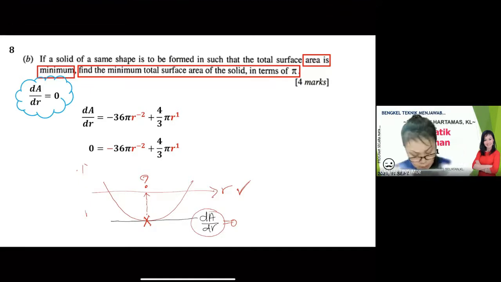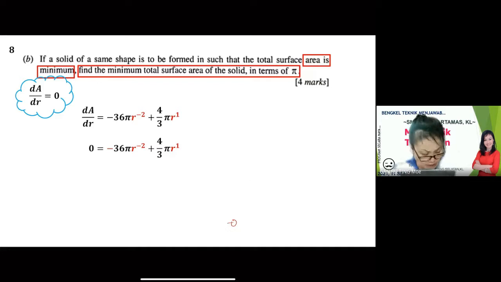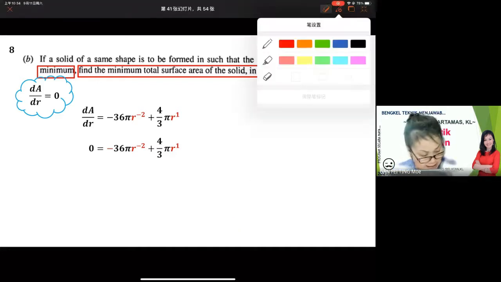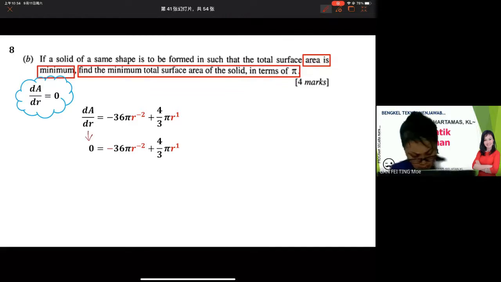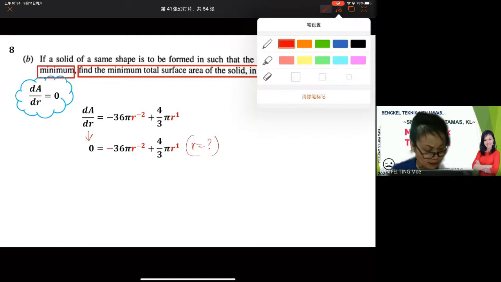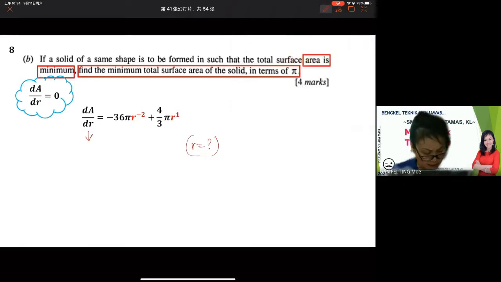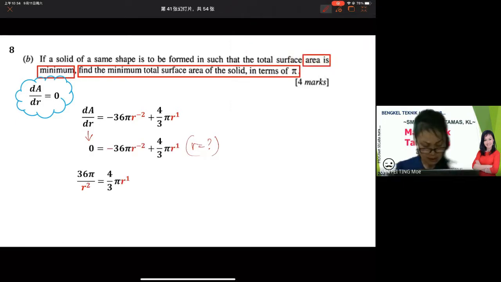So now you see what is going on here, then only you will proceed to look for your R. Since your dA/dr is equals to 0, you are now going to find your R. What is your R? So you solve your linear equation. Can you please tell me what's the R that you get? Work it out very fast.